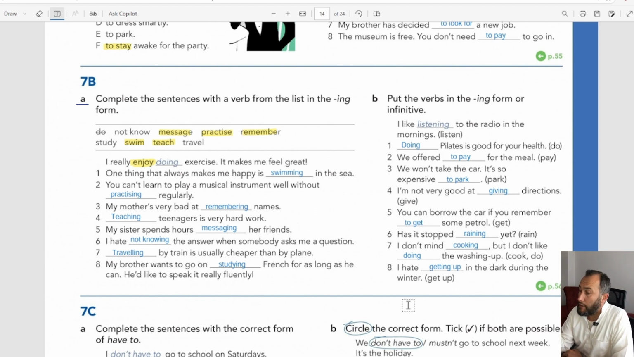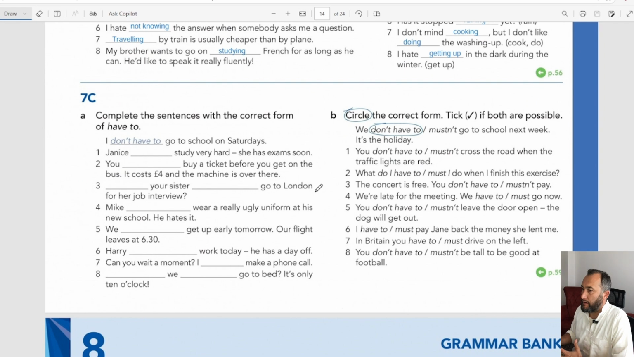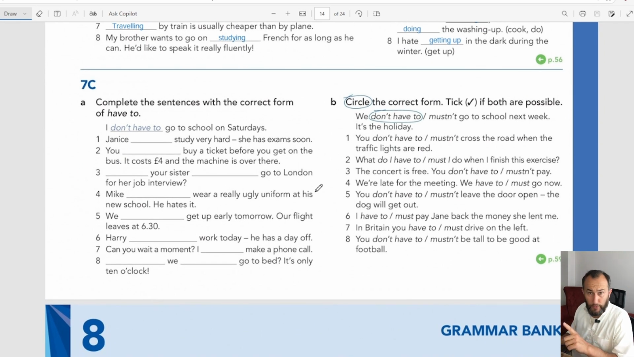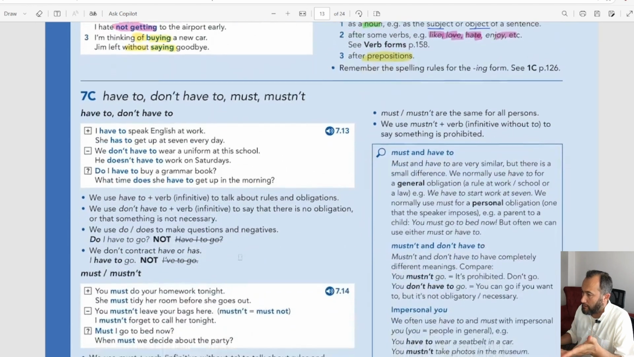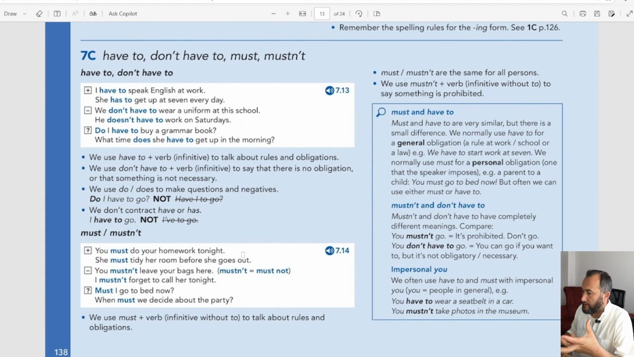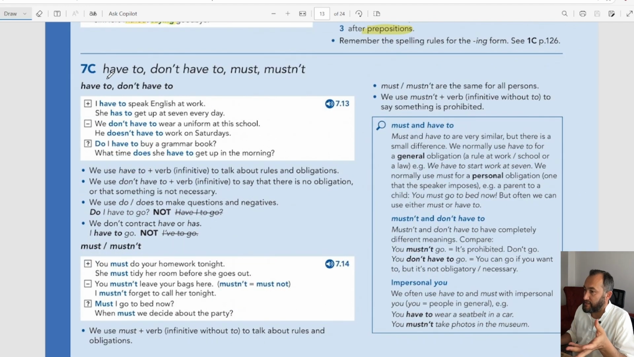Now we're going to move to 7c, because in this video we're trying to finish Unit 7, all the grammar relating to Unit 7, right? So here are the examples for 7C. But before doing 7C, we're going to move to the rules part first, to understand the rules, and then we're going to move on, guys. Here you go, 7C. Have to, don't have to, must, and mustn't.